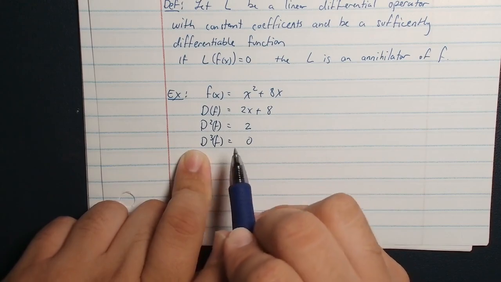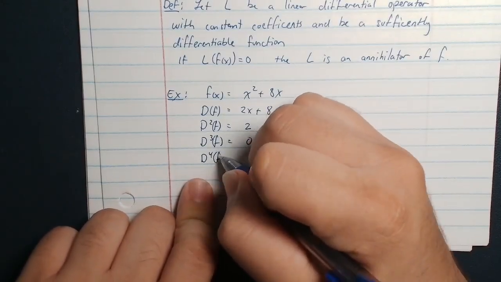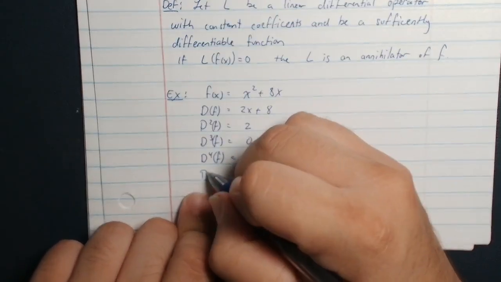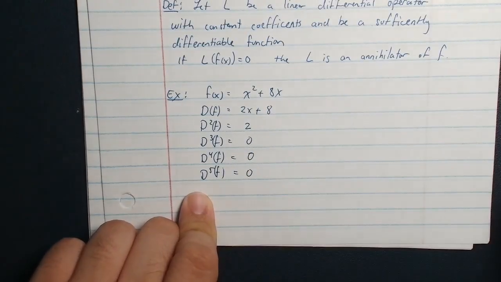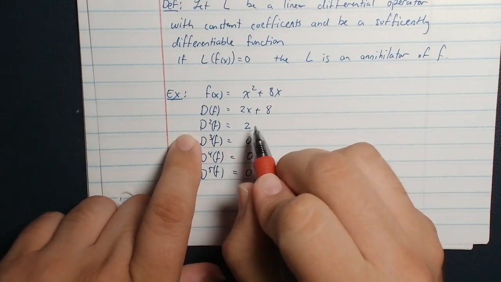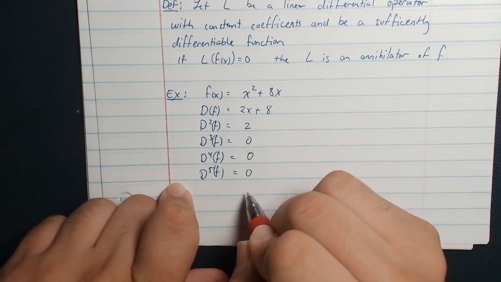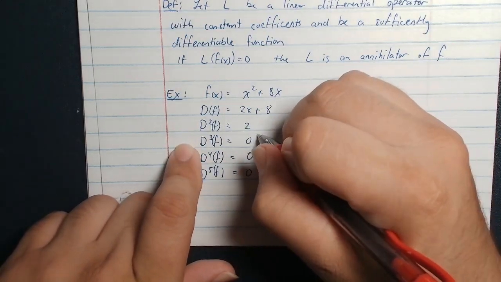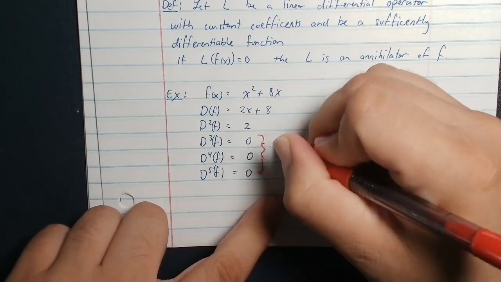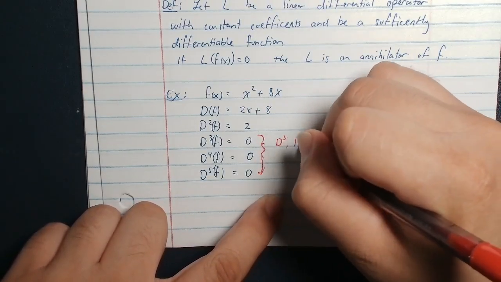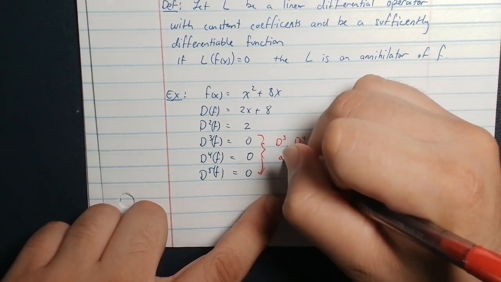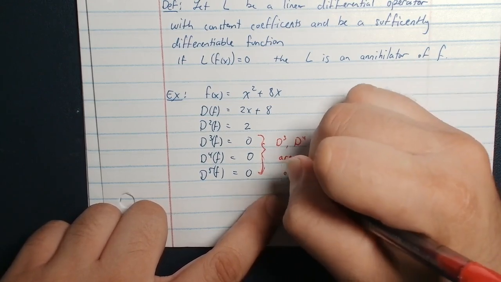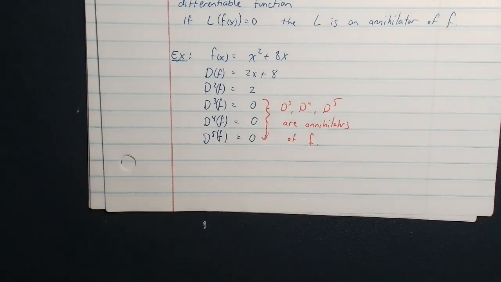Now, lest you think that that's the only one, look what happens if I take a fourth derivative. What's the derivative of 0? Well, it's 0 again. So this one's also an annihilator. If I take the fifth derivative, same thing there. So an annihilator is not unique. There's several derivatives that I could take, and all of those would give me 0 here. So this is the first of the annihilators, but there's others. All of these tell us that D3, D4, D5, and so forth are annihilators of this function f.